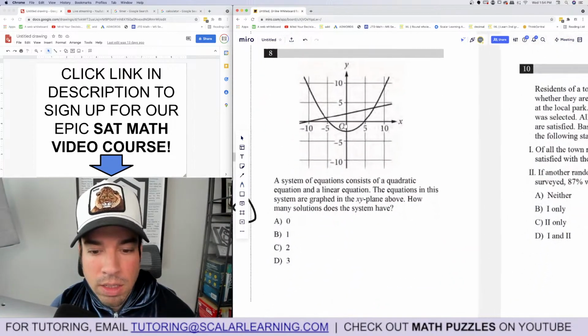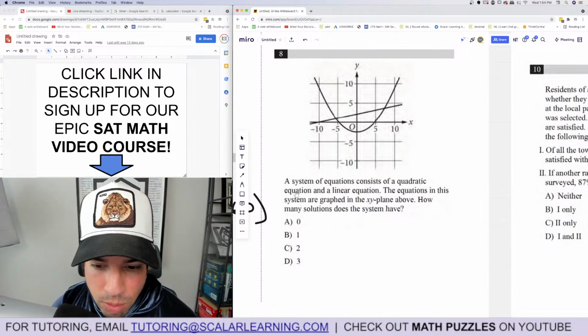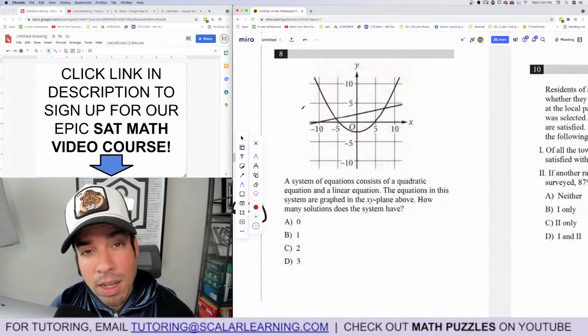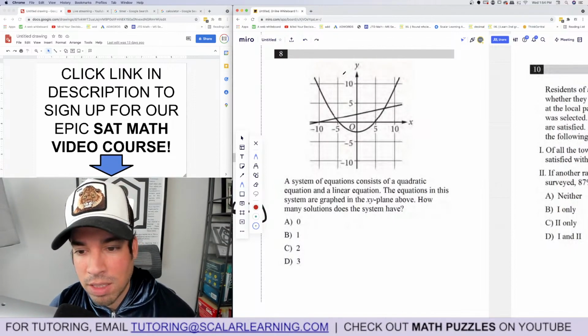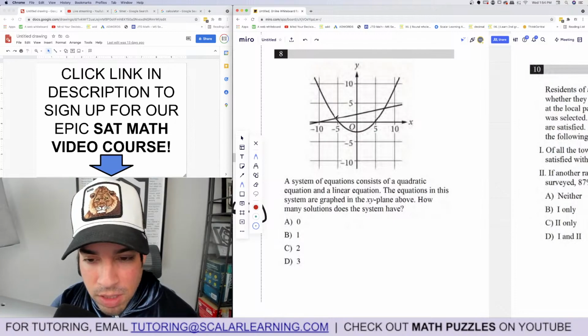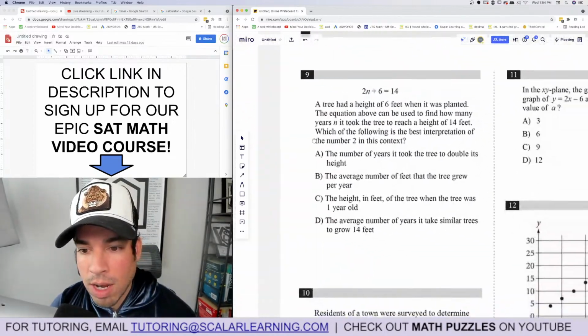Done. 8. A system of equations consists of a quadratic equation and a linear equation. The equations in the system are graphed in the xy plane. How many solutions does it have? AKA, how many times does the line and the parabola intersect? That is a solution of a system. 1, 2. C, done.